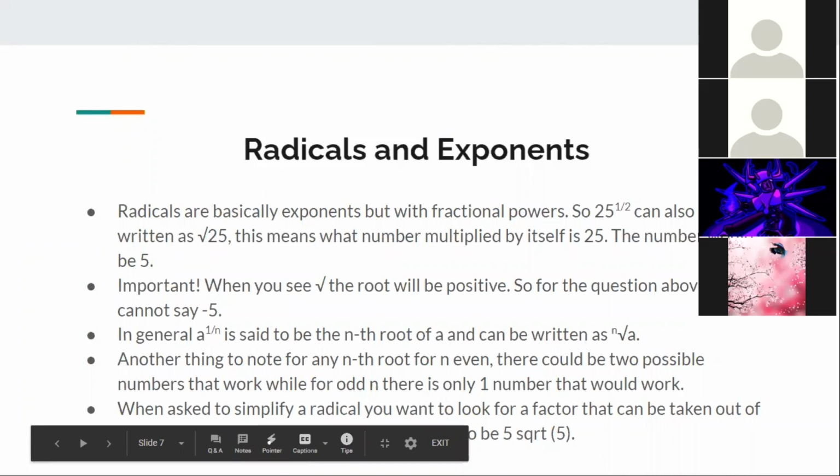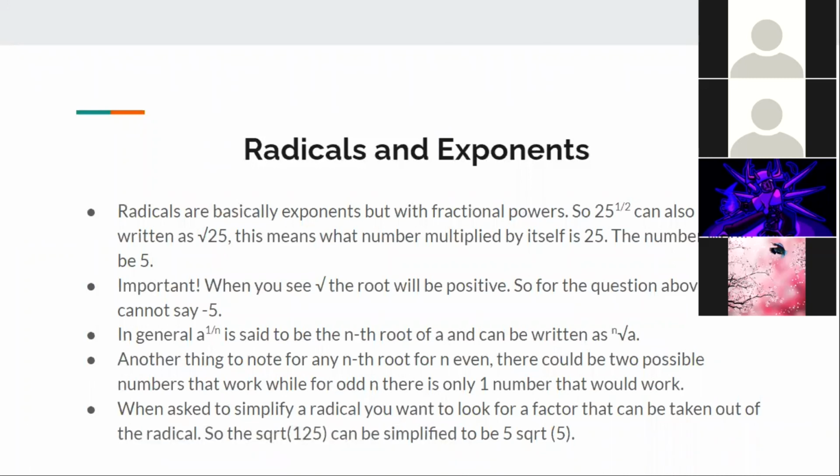And radicals are basically exponents, but with fractional powers. So 25 to the power half can also be written as the square root of 25. And this means what number multiplied by itself is 25. So the number would be 5, because 5 times 5 is 25. Something important is when you see the square root, the root that you're finding is always positive. So for the above question, we can't say negative 5. We have to say 5.